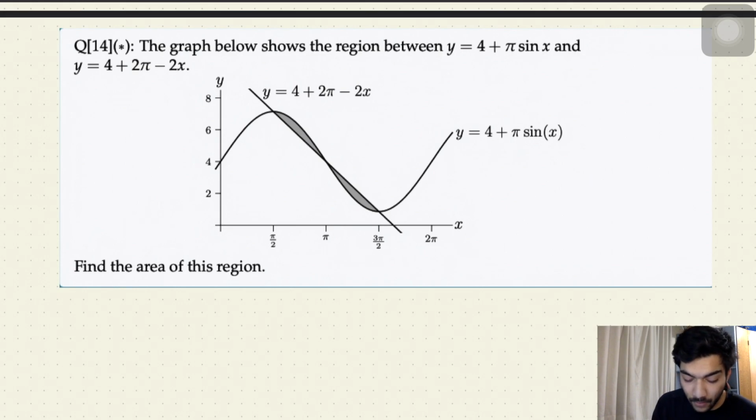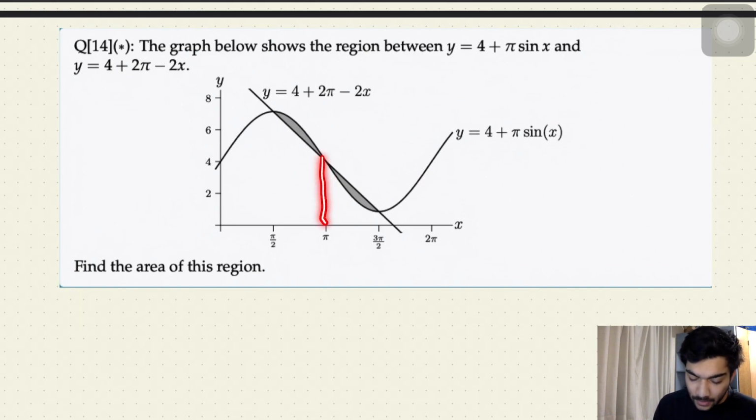So if we take vertical strips in this case, we'll have to consider the y values of the sine function being greater than the line function over here, and over here the y values of the line function being greater than the values of the sine function. So that is why we'll have to break our interval into two parts: one part in which the sine function has greater y values, and the other part where the line function has greater values. So now in order to do that, we'll have to first calculate this breakpoint in this case.